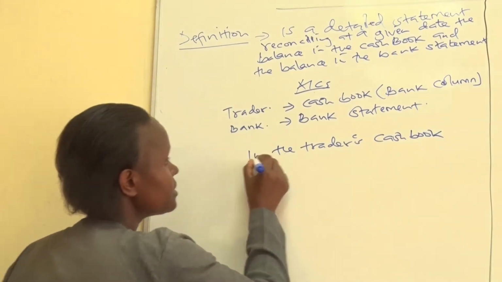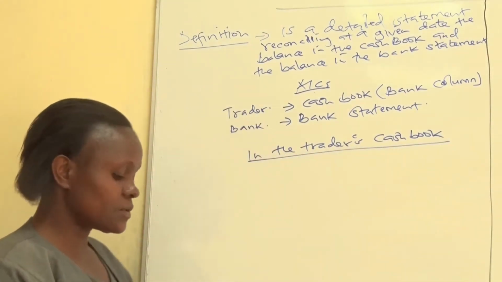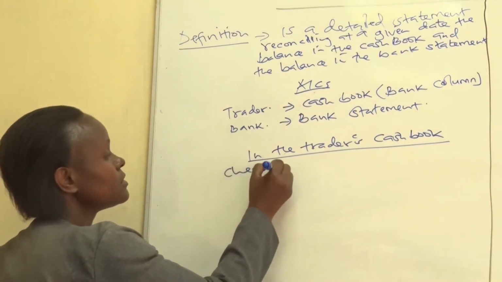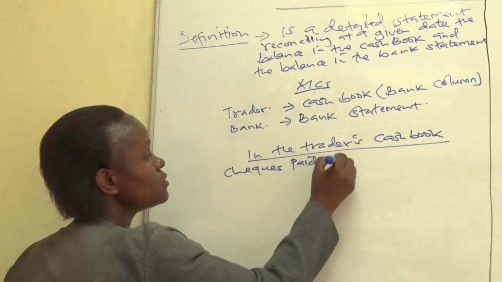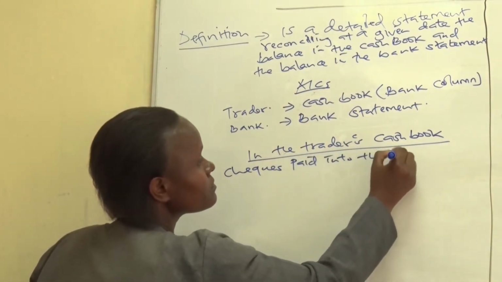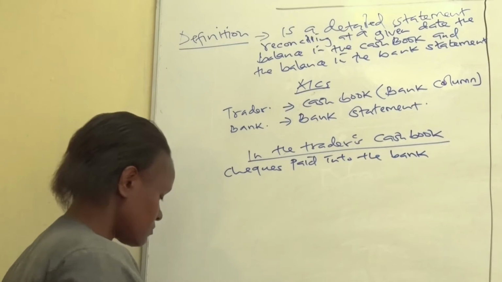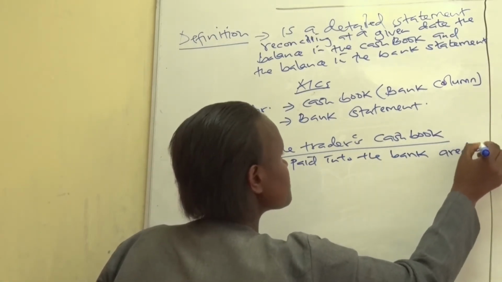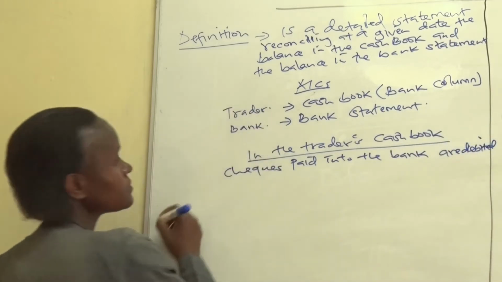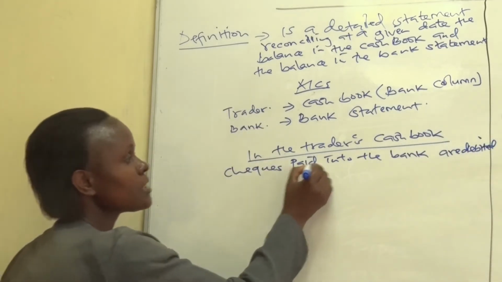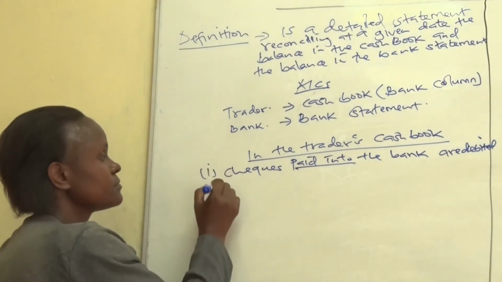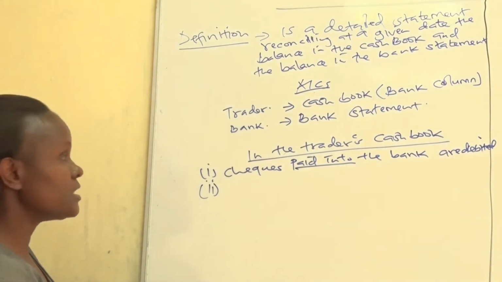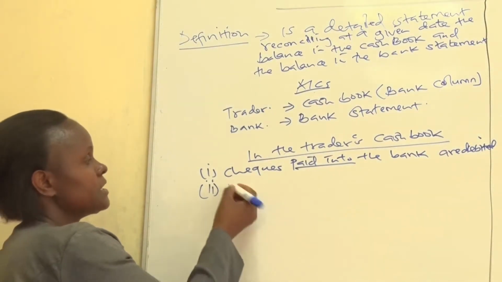So in the trader's cash book, cheques which are paid into the bank are debited. Cheques paid into the bank are debited. Then the cheques which are issued are credited.